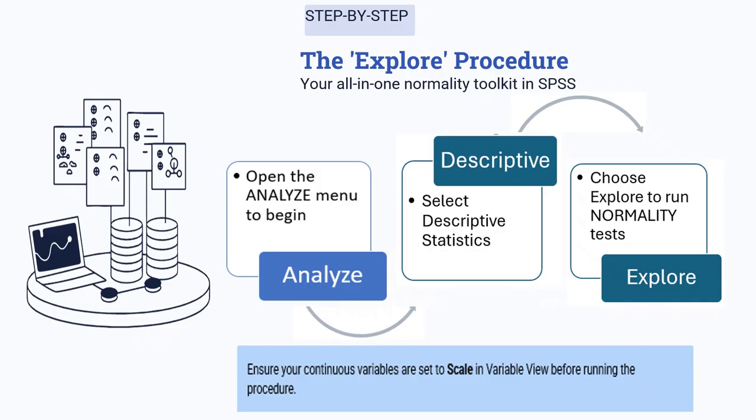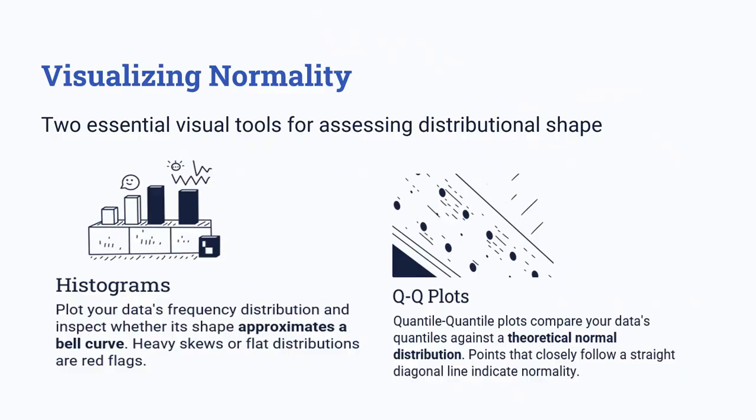Once you've run the Explore procedure in SPSS, the next step is to visualize normality. Visual tools give you an intuitive sense of whether your data follows a normal distribution. The first tool is the histogram. This plot shows the frequency distribution of your data. What you're looking for is a shape that approximates a bell curve. If you see heavy skewness or a very flat distribution, that's a warning sign that your data may not be normal.